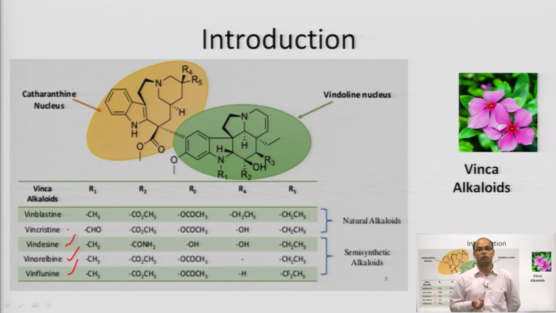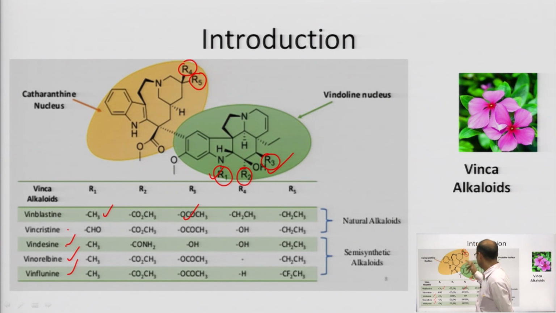If we want to classify the alkaloids on the basis of the structure, you can see there are certain functional groups which have to be attached at R1, R2, R3, R4 and R5. On the basis of different functional groups at these positions, these alkaloid structures are classified as vinblastine and vincristine. If R1 is CH3, R2 is COOCH3, R3 is OCOCH3, R4 is CH2CH3, and R5 is also CH2CH3, in this case you call the compound vinblastine.